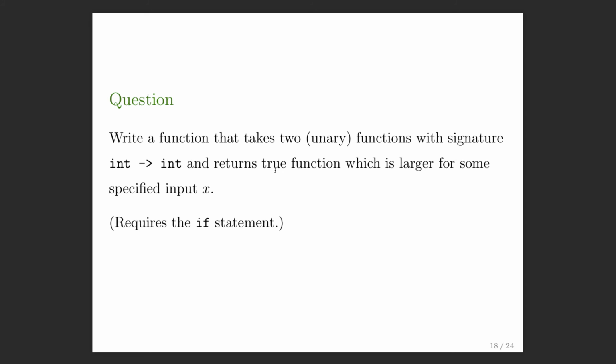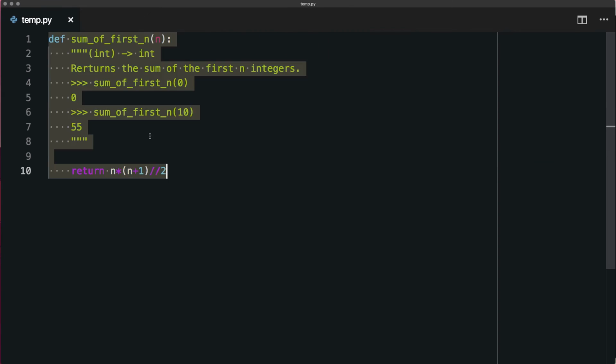I want you to write a function which takes as input 2 unary functions and returns the function which is larger for a specified input x. So for example, if you had 2x and x cubed, and I evaluated that at 3, you would get 6 and 27, and therefore you should return x cubed. I wanted to point out that functions can be input to functions, and functions can be output of functions. So I'm just going to quickly do that.